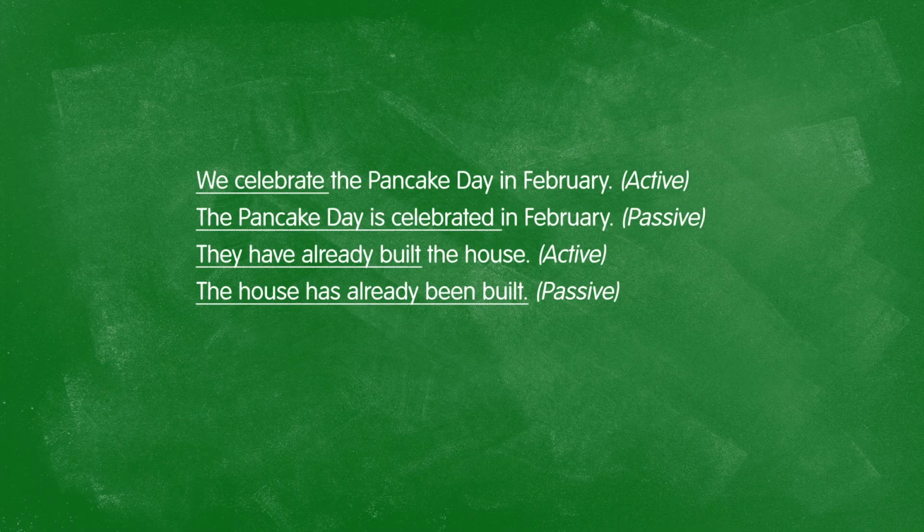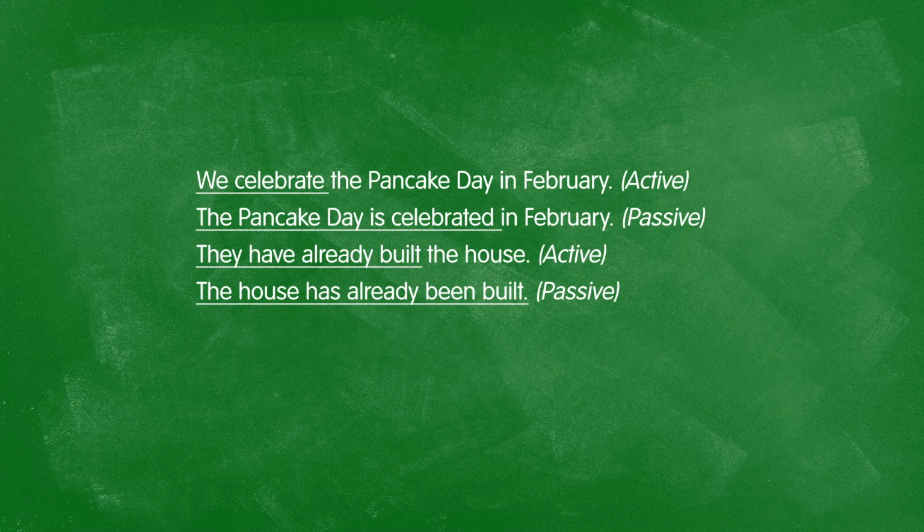A few more examples that we can look at. If I say something like, we celebrate Pancake Day in February, this is an active voice. But Pancake Day is celebrated in February. Here, this is passive, and all I'm saying is that everyone celebrates this holiday. And when I say Pancake Day is celebrated, there is an implied everybody, or everybody who celebrates it, in February.